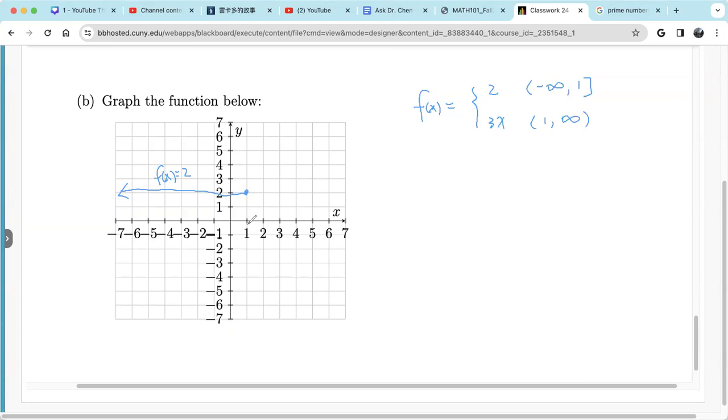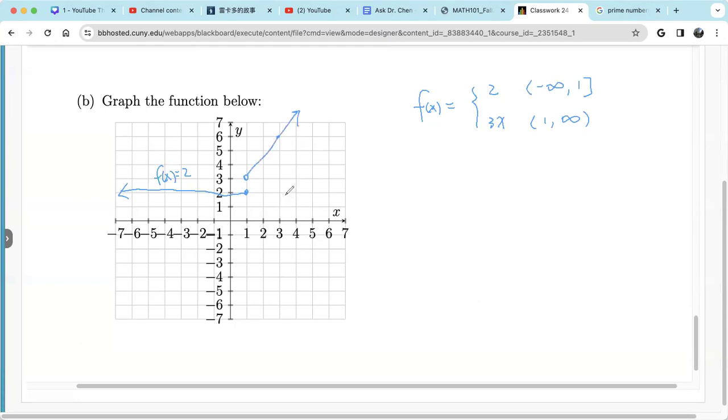So the second piece, we need 2 points, right? So 1 is not in the domain, but however, we want to evaluate 1. So 3 times 1 is 3. So (1, 3). But we make an open circle because 1 is not in the domain of the second interval. Then we use 2. X equals 2, we get 6. So we get this point, right? 3x is a linear function, so we get a straight line.